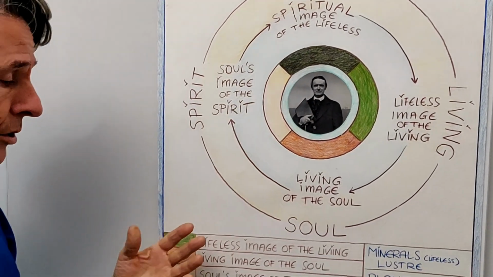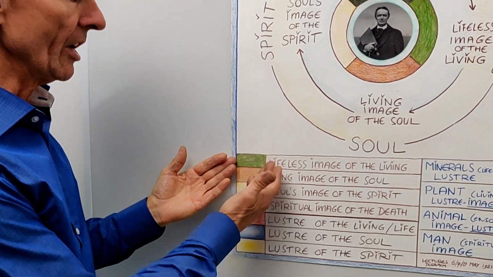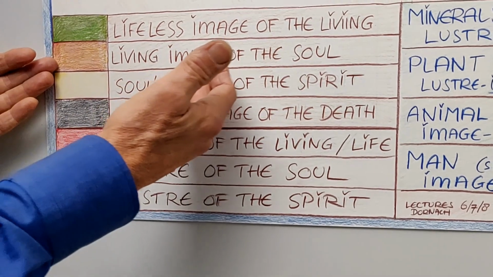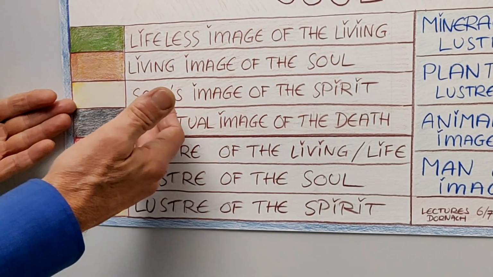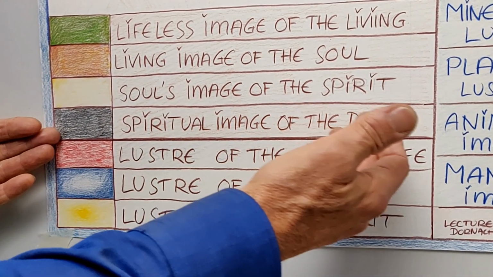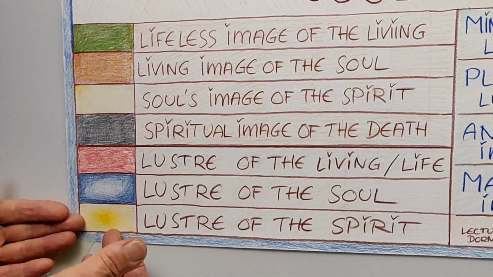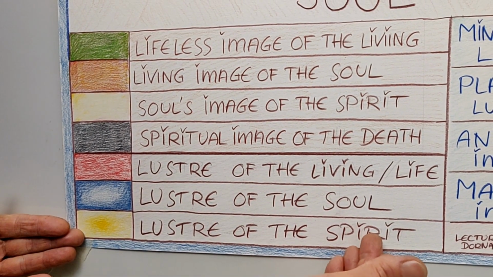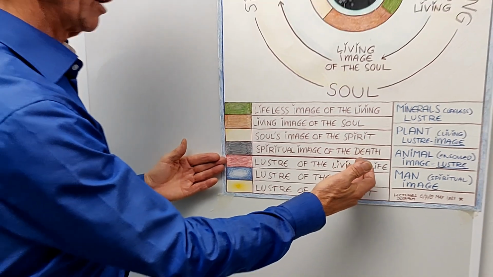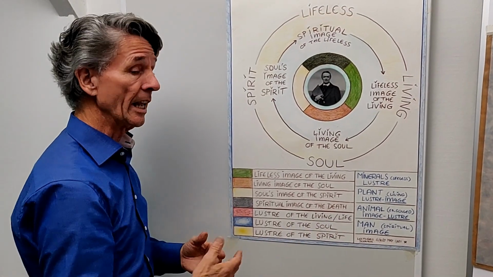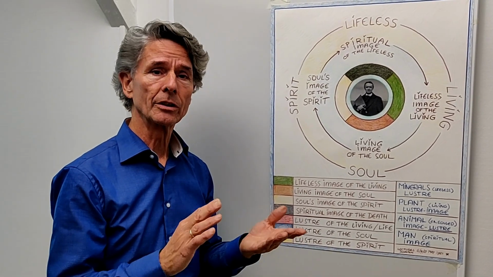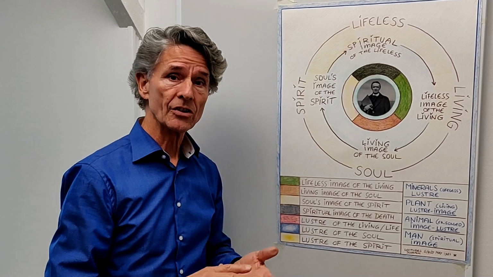So if we put all these words together, we have green is the lifeless image of the living, incarnation color is the living image of the soul, white is soul's image of the spirit, black is the spiritual image of the death. And then we have the three luster colors, the luster of the spirit, the luster of the soul, and the luster of the living, of the life. The next lesson we will do the image colors connected with the minerals, the animals, plants and the human being.